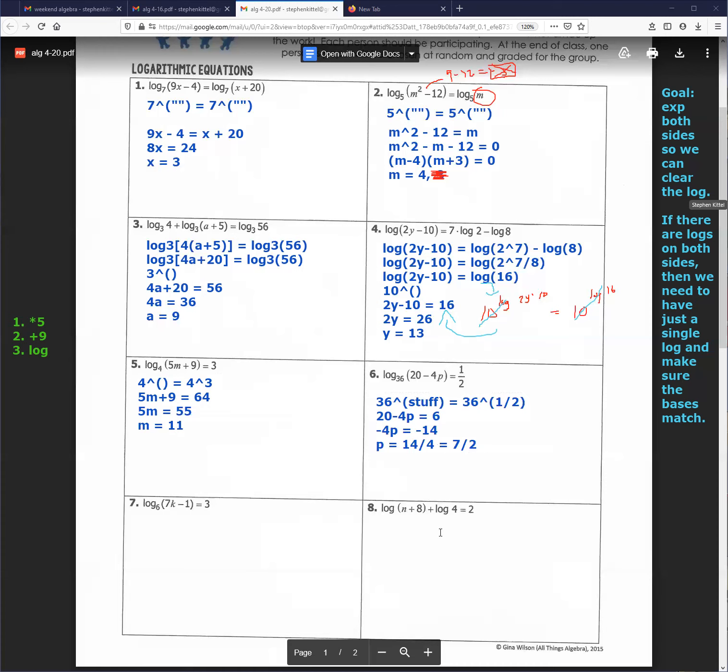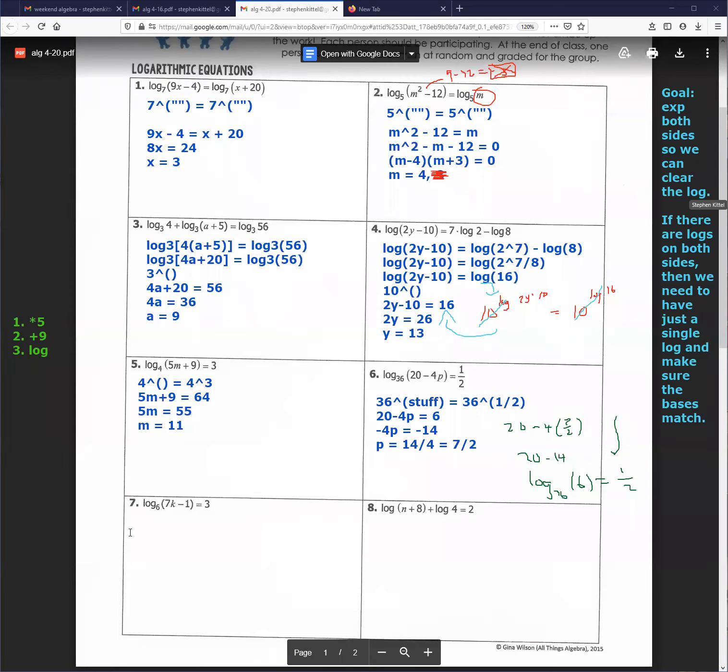Does that work? Let's make sure that we did this correctly. I want to say 20 minus 4 times 7/2. All right, so 4 times 7/2 is 28 over 2, or 14. 20 minus 14 is 6. So we have log base 36 of 6 is equal to 1/2. Is that a true statement? Well, plug this into your calculator and find out. Yes, it is. Okay, so it checks out.